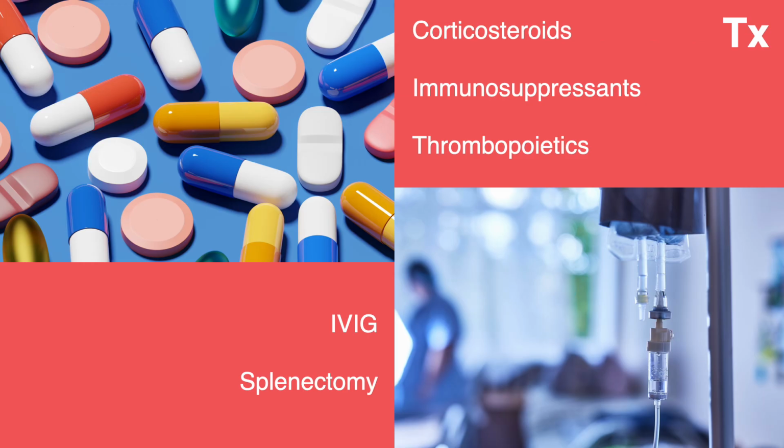For treatment, when it's acute, you're going to throw some corticosteroids at them and bring them back up. Immunosuppressants and thrombopoietics are used to treat it chronically. If it's uncontrollable, which you can see in the case of hepatitis patients, you might have to do some PRN IVIG or scheduled IVIG to help bring those platelets back up. And in some cases, just take the spleen out altogether.